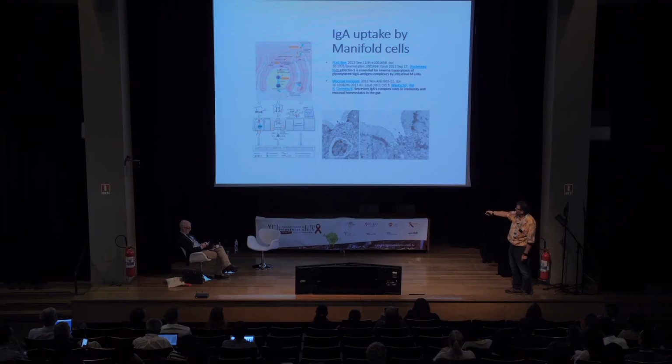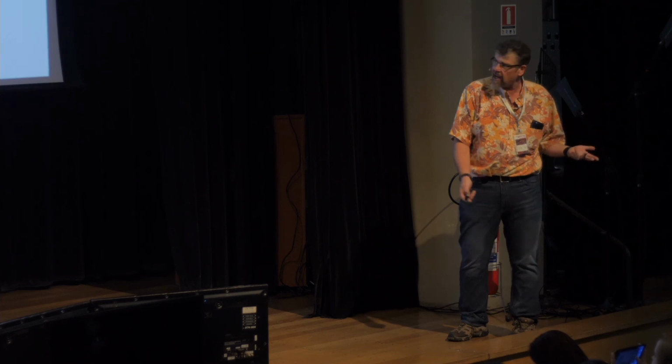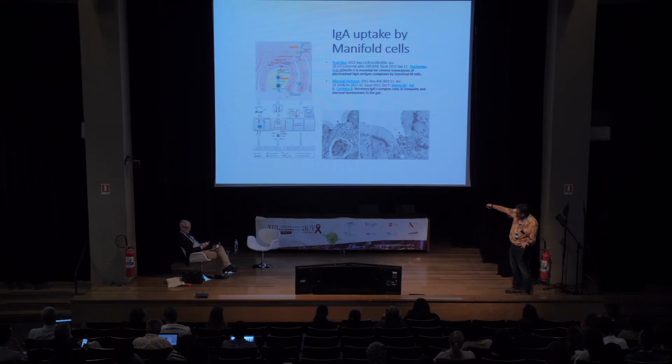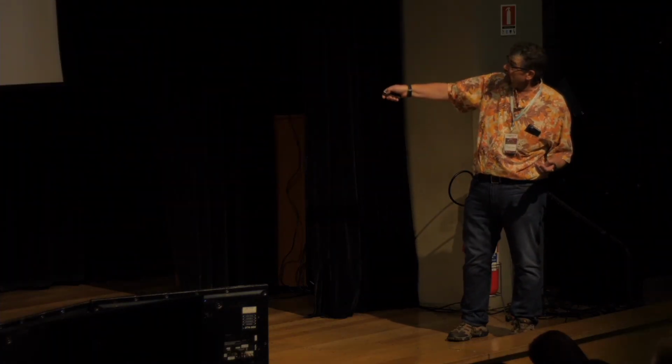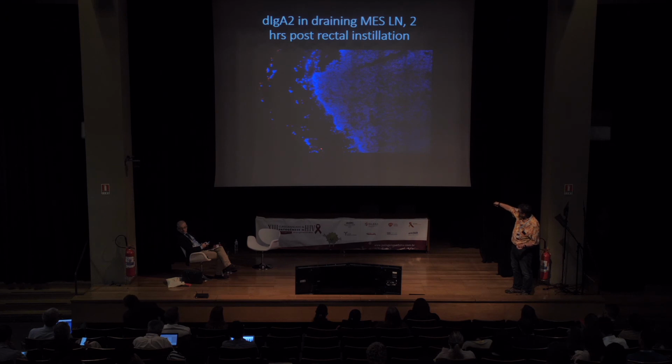M cells grab immune complexes, especially with IgA. They pass them through to these dendritic cells, which then run to the draining lymph nodes. So we can look in the draining lymph nodes, and sure enough, we can see the IgA in those draining lymph nodes where the copper tells us to look.